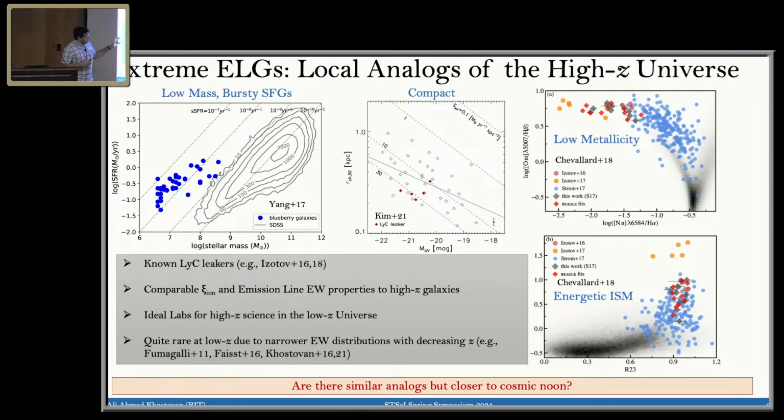But one thing is, as these types of sources are ideal labs for us to do high redshift science in greater detail in the low redshift universe, they're also quite rare, and that's primarily due to the fact that equivalent width distributions are quite narrower as we go towards decreasing redshift. So if we can find these types of sources at somewhat higher redshift, for example at intermediate redshifts, we can still do high redshift science, but in greater detail in a lower redshift universe.